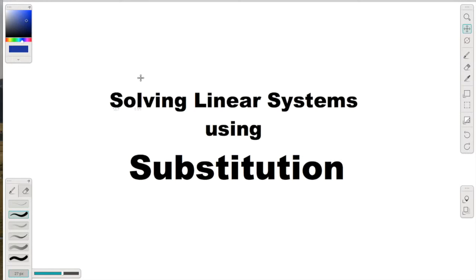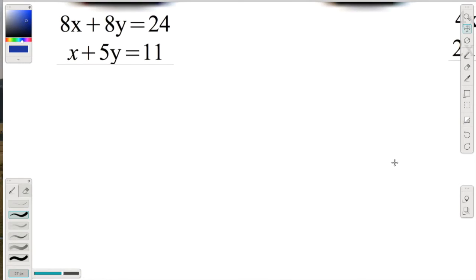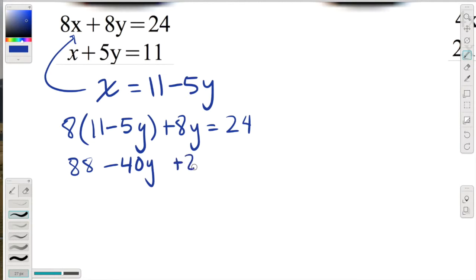This video is about solving linear systems using substitution. I've chosen two examples. In the first example, one of the variables is almost by itself. This x in the bottom equation, I'm solving for x that equals 11 minus 5y. I put that in for x in the top equation, and now I need to solve for y.